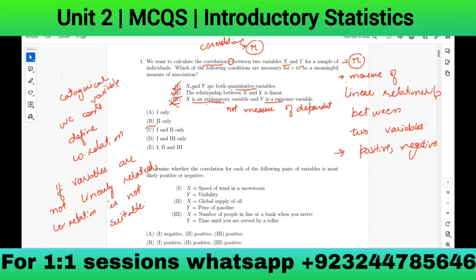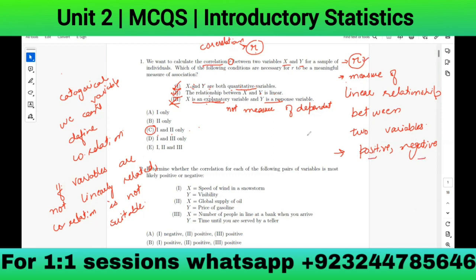So option C will be the correct answer, as 1 and 2 are the necessary conditions for correlation. This question is very important as it tells us a lot about correlation. First, it gives us the definition: correlation is a measure of linear relationship between two variables. Correlation is denoted by R, because when I say calculate R, you should know what R is. And correlation can be either positive or negative.